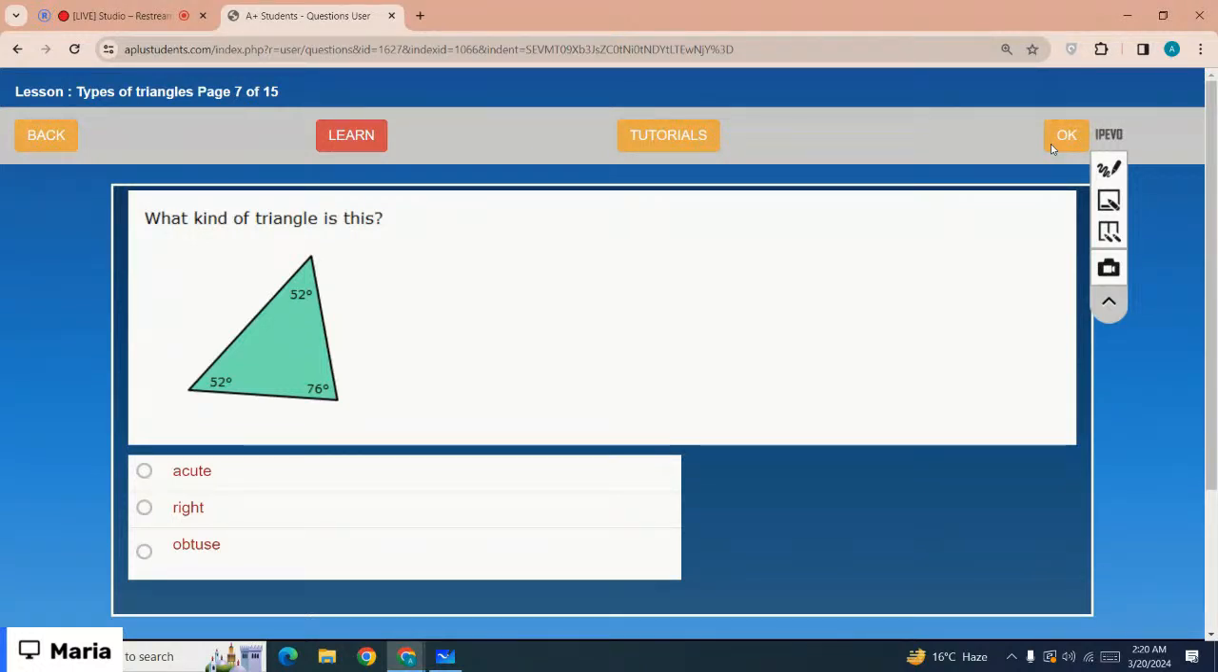What kind of triangle is it? Yes, that is an acute triangle because all of the angles are less than 90 degrees. Okay, you can complete the lesson by yourself later today. Let's just move on to the next one.